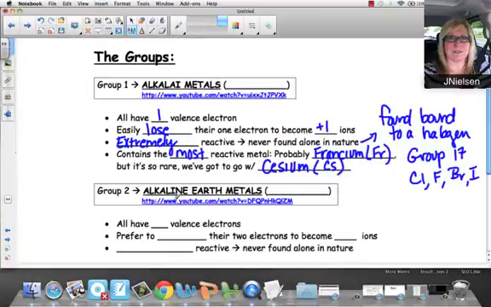And then we have the alkaline earth metals. They all have 2 valence electrons, and they prefer to lose their 2 valence electrons to become +2 ions.